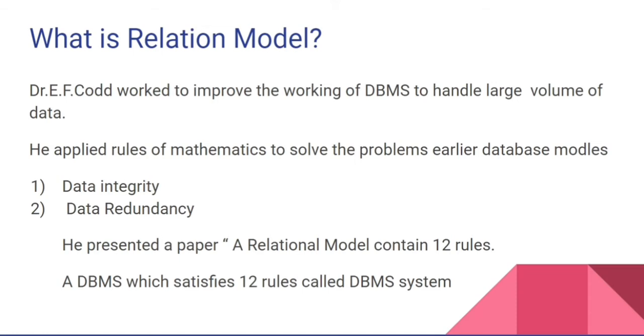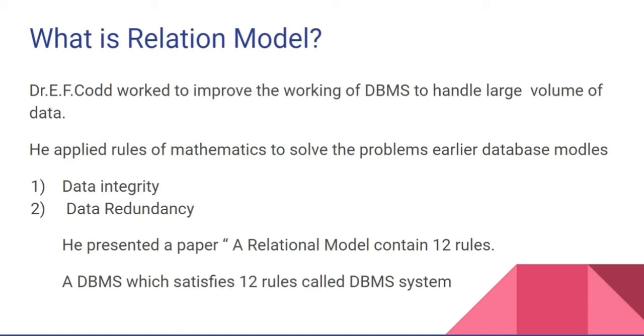Dr. E.F. Codd worked to improve the working of database management systems to handle large volumes of data. He applied rules of mathematics to solve the problems of earlier database models, such as data integrity and data redundancy. He presented a paper on the relational model containing 12 rules, which will be explained in future lessons. A DBMS which follows these 12 rules is called a relational database management system.